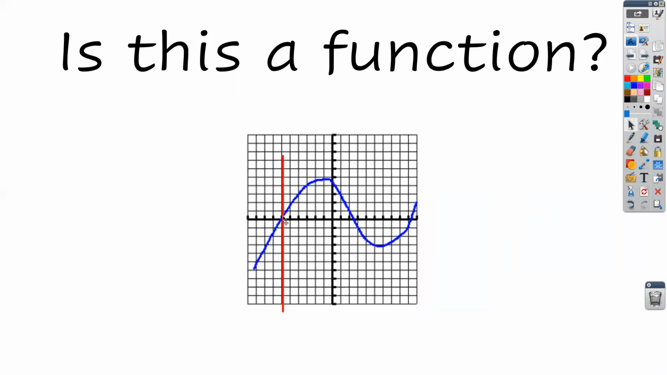Is this one? Take your vertical line, follow it along. Yes, that is a function.